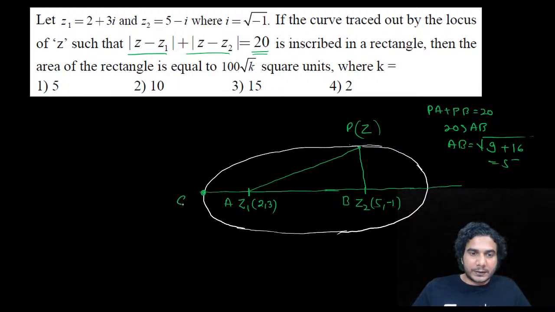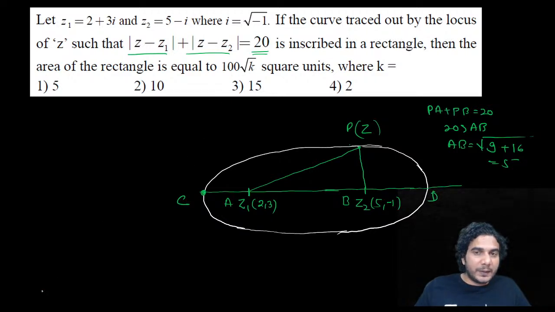So this is C and this point is D. So that will be the diagram anyways. So we have got the locus of P. Now he's saying that a rectangle is inscribed in the ellipse. Then area of the rectangle is equal to 100 under root of K. Then K is equal to.